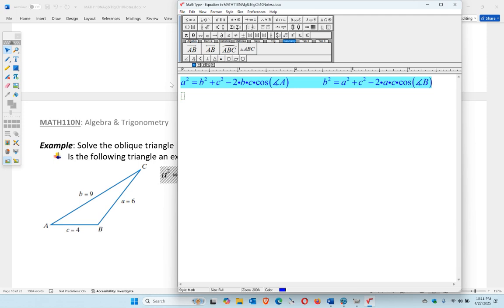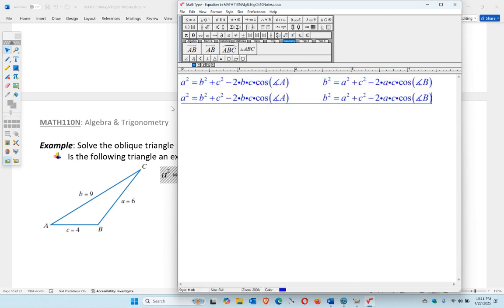Okay, let's fill in these items here. So A is 6. B is 9. And C is 4. And we don't know the angles. That's kind of the point. Okay, so we'll do some basic math here.